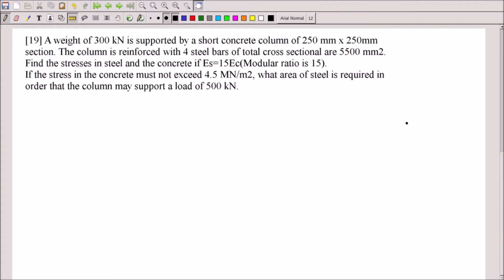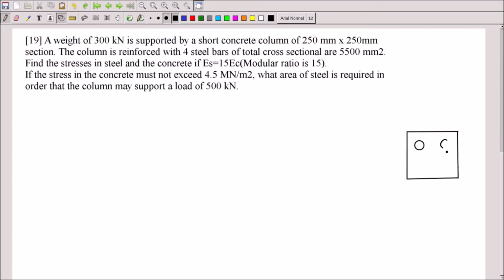If the stress in concrete must not exceed 4.5 meganewton per meter square, what area of steel is required in order that the column may support a load of 500 kilonewton? You just see it is a concrete structure of square section. You know that when there are concrete columns, there will be steel bars also inside. Steel rods will be inserted.